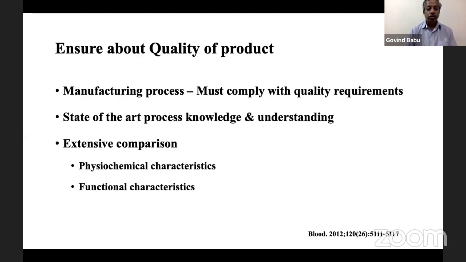So how do you ensure the quality? The manufacturing process must comply with the quality requirements. And of course, the state-of-the-art process, knowledge, and understanding. And the two important things for extensive comparison is the physicochemical properties and the functional characteristics, because these are the two important things that ultimately matters to the clinical outcome when we use these for our patients.